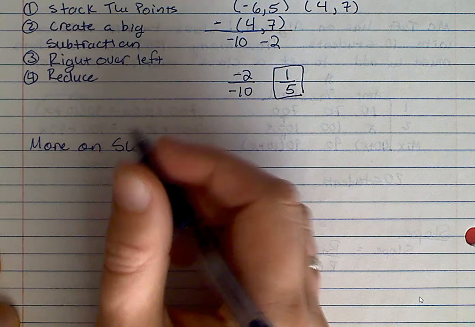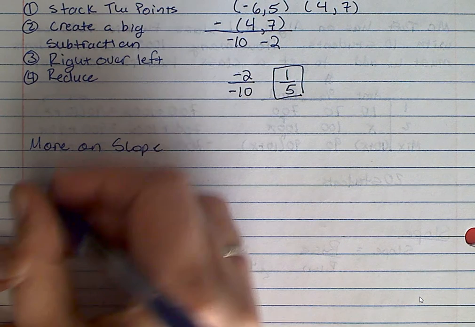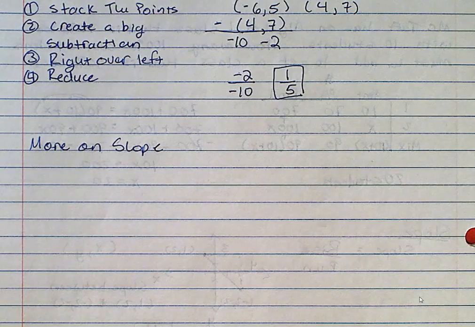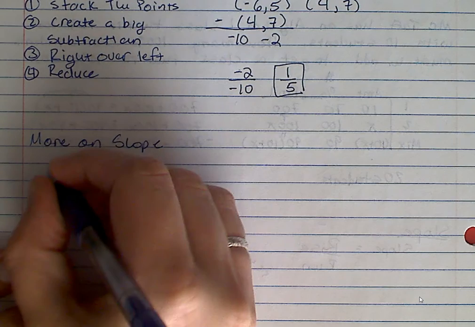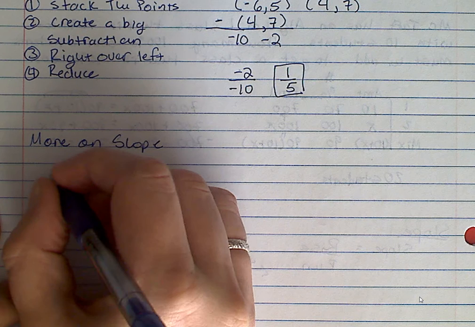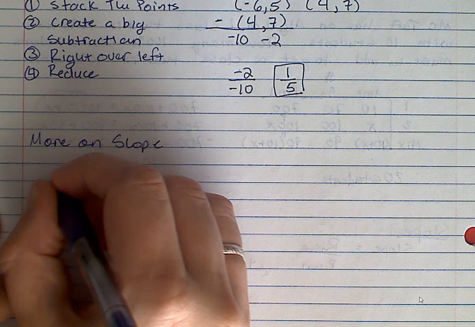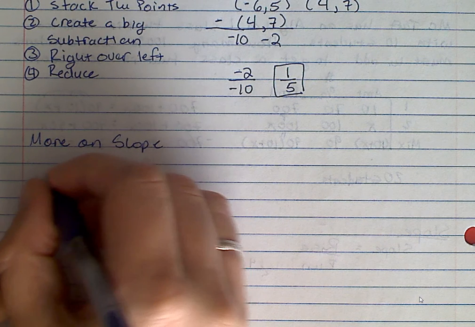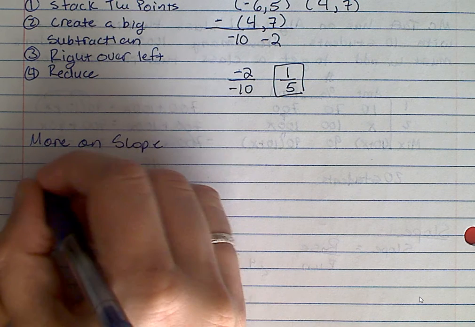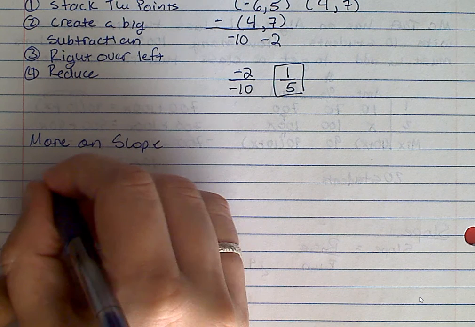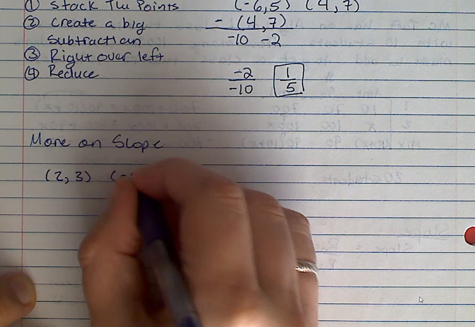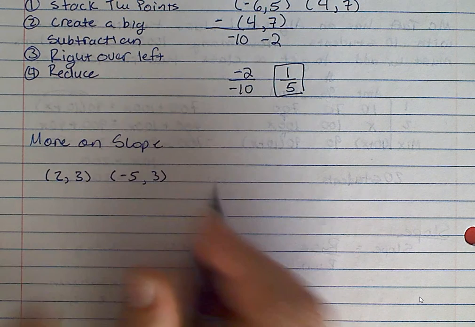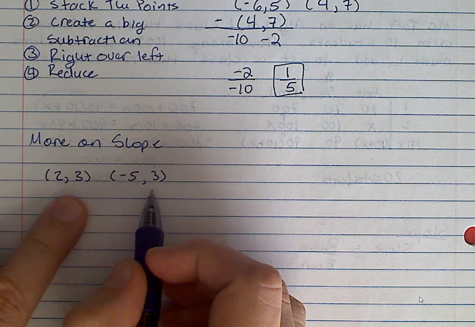Okay, anyway, so more on slope. First, we're going to talk about what to do with the zeros. If you go through the slope thing and you end up with a zero, let's say we have one like the warm-up, where we have the slope between (2, 3) and (-5, 3). I know it's not exactly what it was, but it's something like the warm-up.